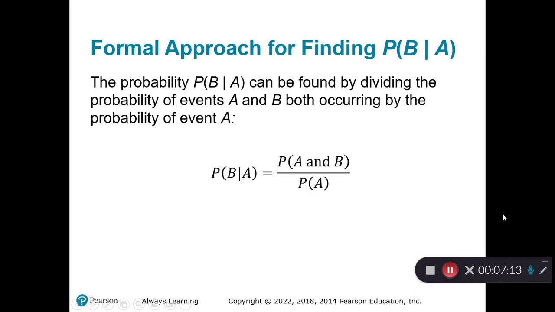We already played around with this a little bit in the last section, but here we introduce a more formal approach for finding the probability of B given A. The probability of B given A can also be found by dividing the probability of A and B by the probability of just A. Notice that this is exactly the formula that we introduced in our last section, except with the probability of A being multiplied here on the left.